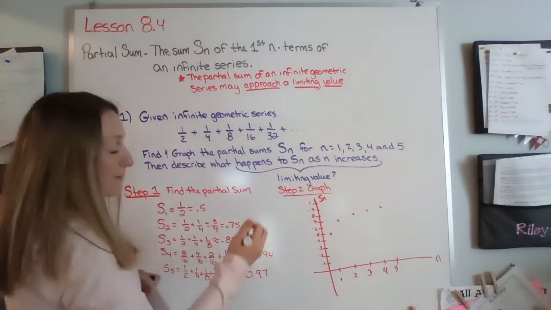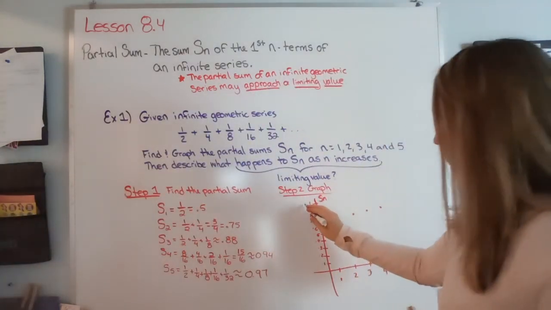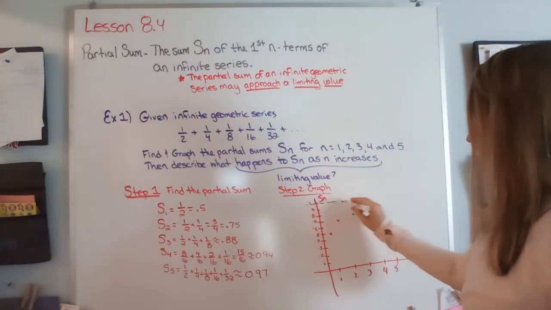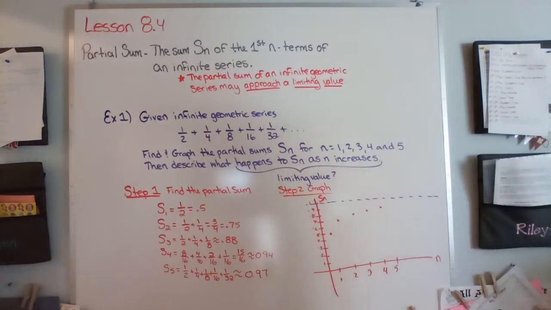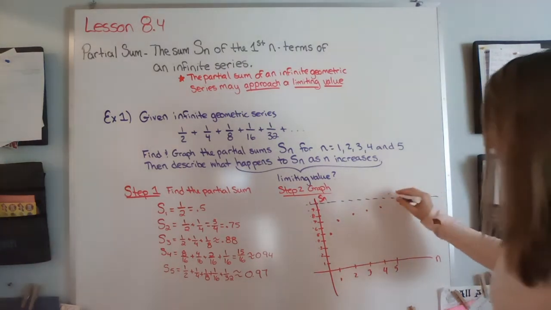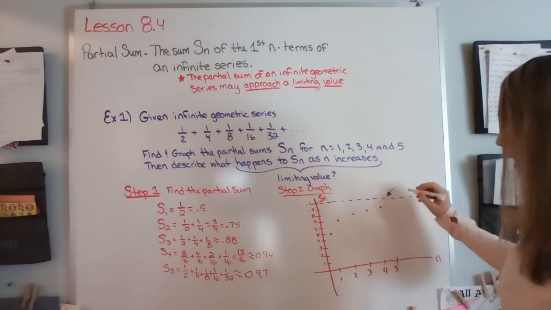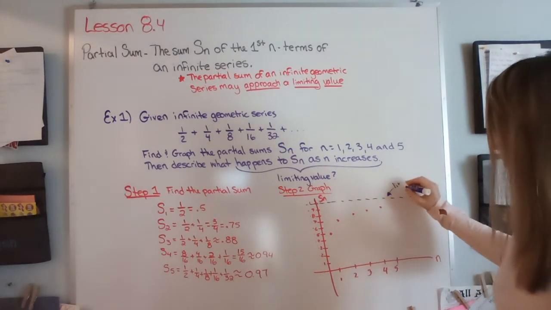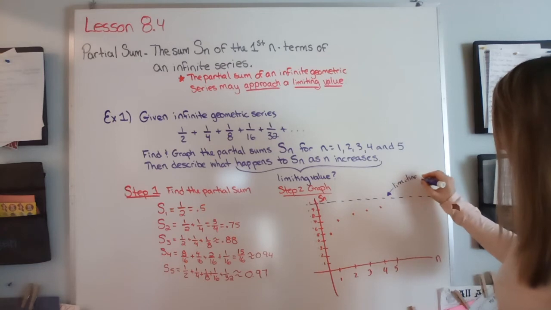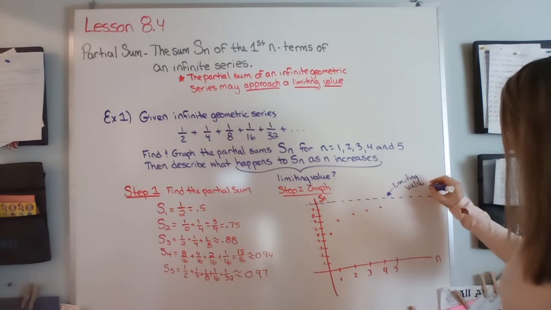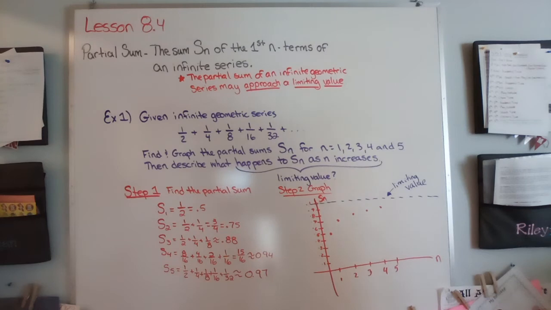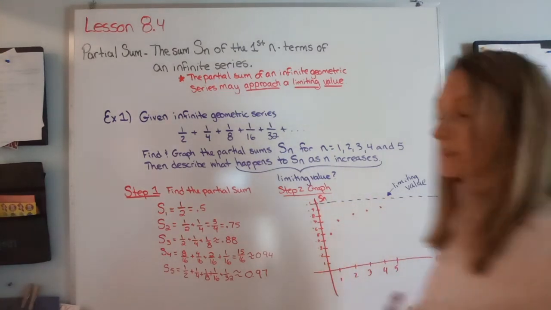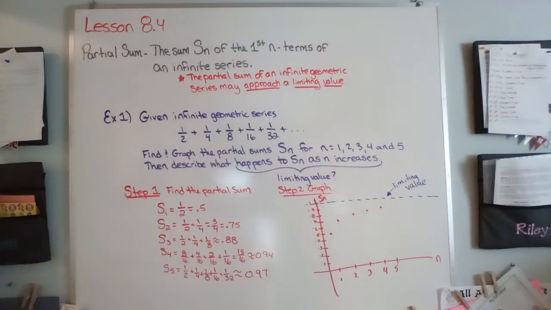What is happening is my sum is approaching 1. That's my limiting value. It's starting to flatten out as it approaches 1. Okay, so S sub n, the sum, appears to approach 1 as n increases, right? It's flattening out along there. Okay, so that's example 1 for today. Let me get set up for example 2.